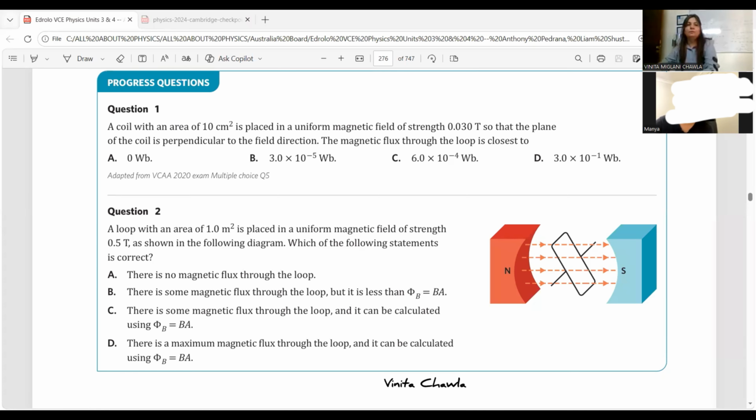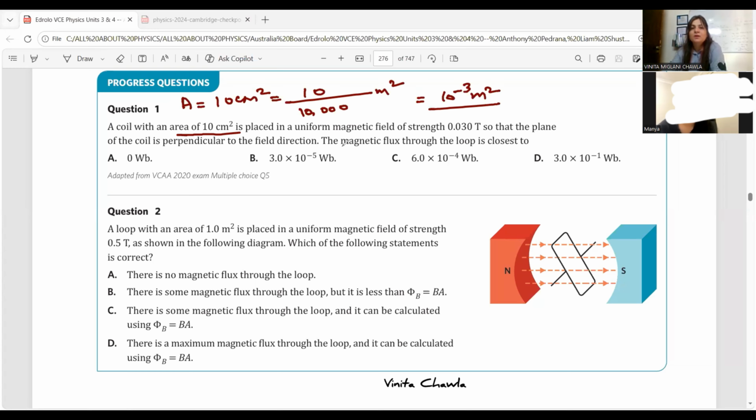Now we have a coil in this question with an area of 10 centimeter square. The area is in centimeter square in this case, right? So we can convert this area into meter square first. How will we do the conversion? We can divide it by 100 to the power of 2, that is 10,000, to get meter square. So you'll get 10 to the power minus 3.